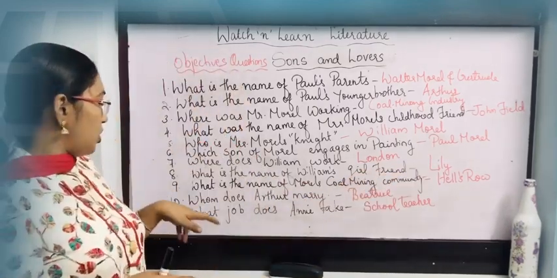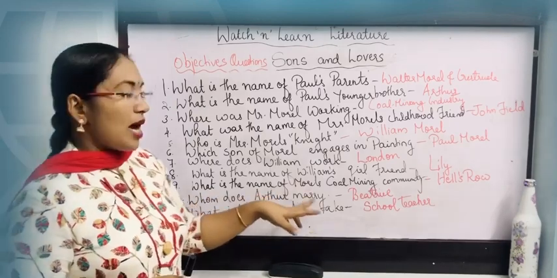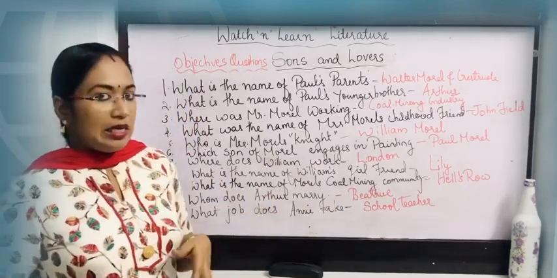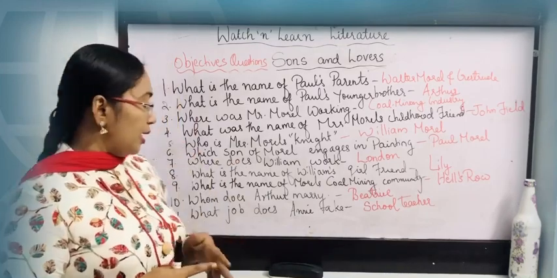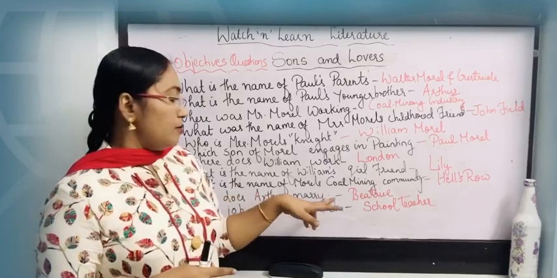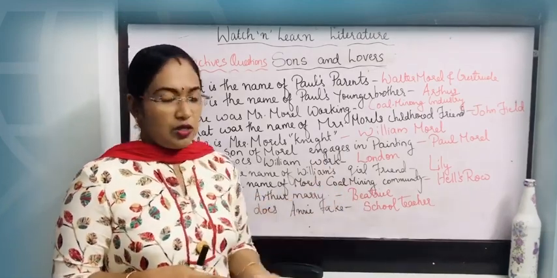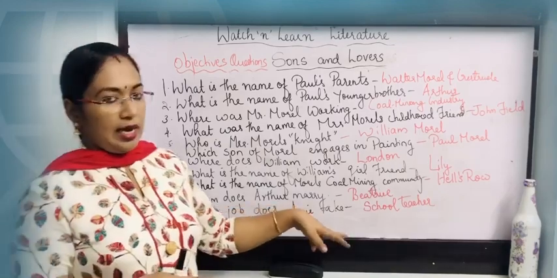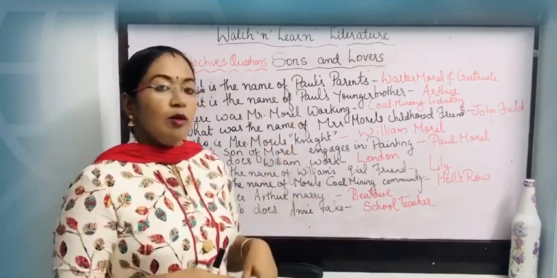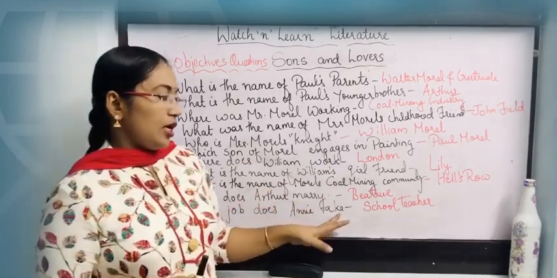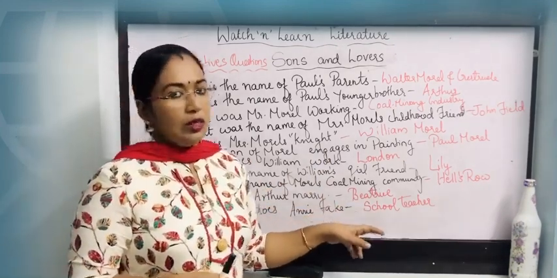Coming to the next question, whom does Arthur marry? Our Arthur, the younger brother of Paul, is working in the military. We saw it in the earlier session. And whom does Arthur marry? It is Beatrice. Her name is Beatrice. What job does Annie take? Annie is the sister of Paul, Arthur and William. What job does Annie take? She works as a school teacher.